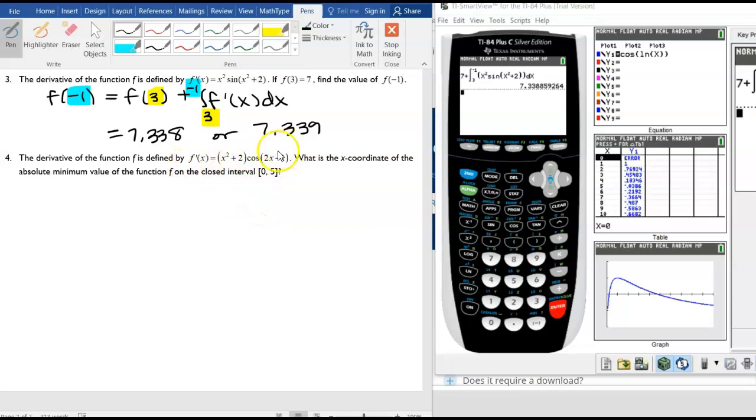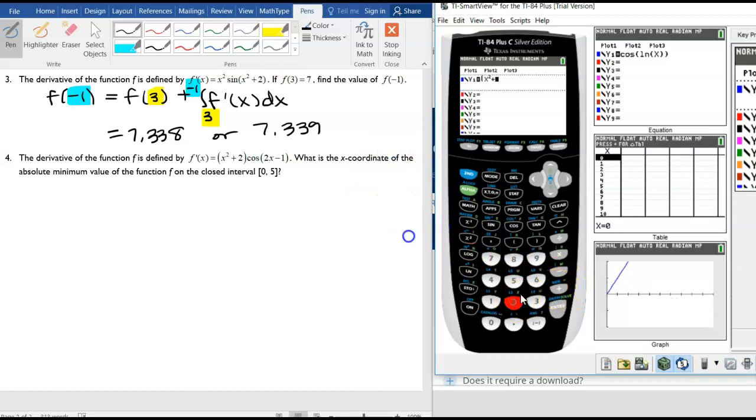So I need to see where this derivative is 0, first of all. So I am going to need to graph this to find those zeros. So go ahead and type this in. Be careful with your parentheses. X squared plus 2 times cosine of 2x minus 1. And then pay attention, I'm on the interval 0 to 5, so I'm going to change this from 0 to 5.